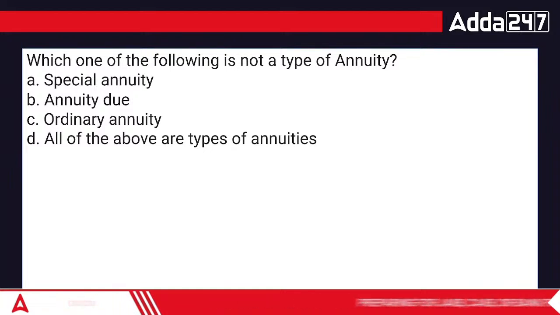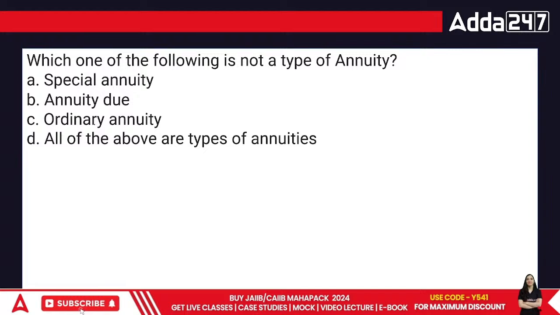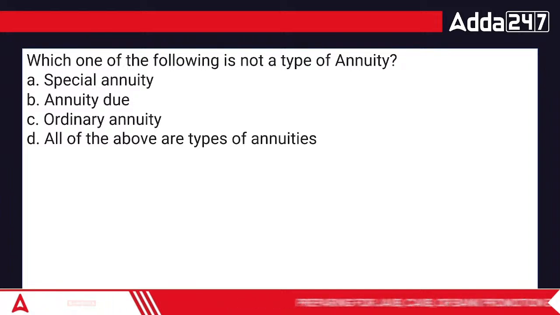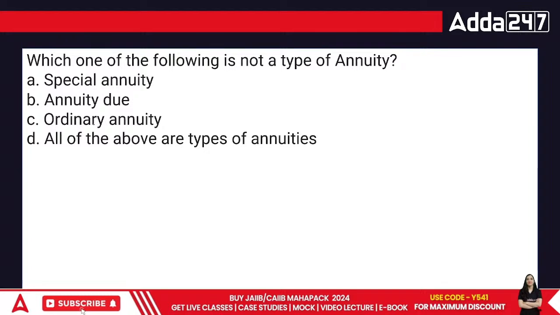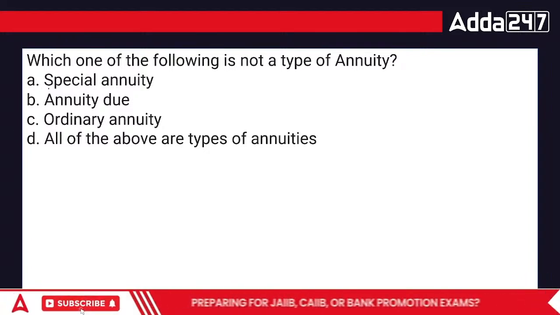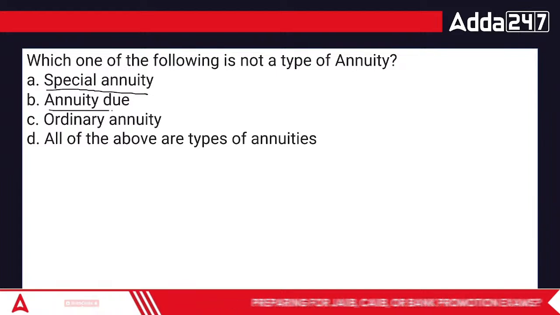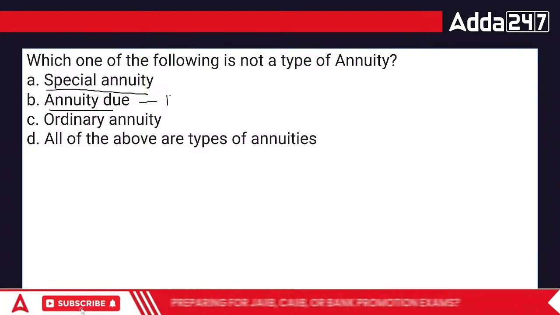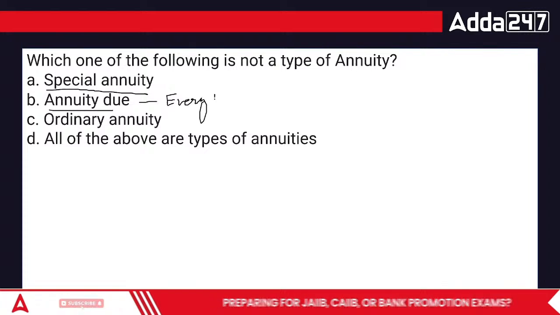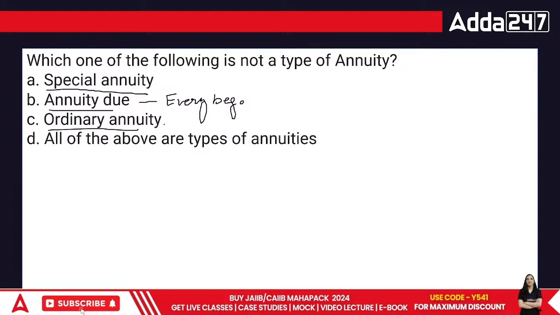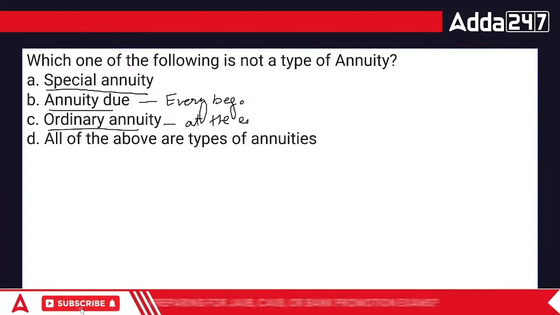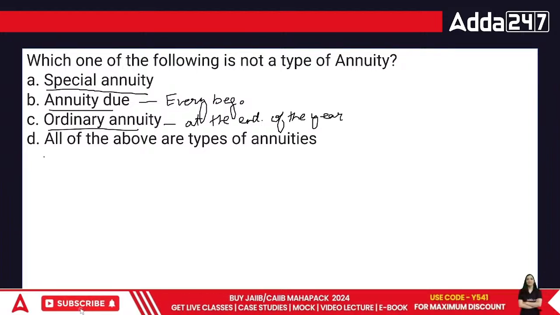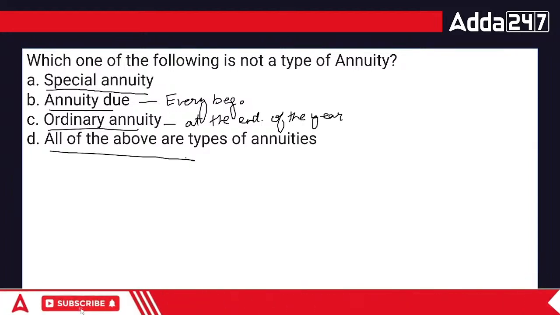Which one of the following is not a type of annuity? Special annuity, annuity due, ordinary annuity, all of these types are types of annuities. Special annuity is related to annuities which are done for a specific period. Annuity due is if you put money into your uniform investments every beginning of the year. Every beginning. And ordinary annuity is at the end of the year. And the answer is all of the above. All of these are types.